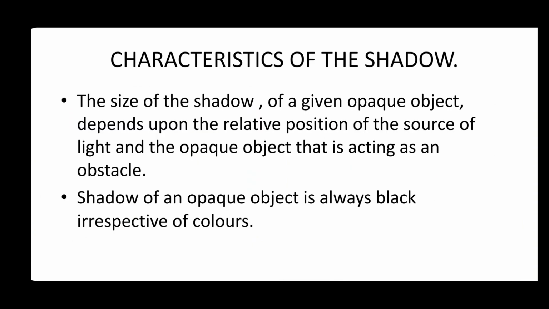Now, the characteristics of the shadow. The size of the shadow of a given opaque object depends upon the relative position of the source of the light and the opaque object that is acting as an obstacle. And the second is that the shadow of an opaque object is always black irrespective of the color. Whenever you put clothes for drying, if your bed sheet is of red color, the shadow formed on the ground will always be black irrespective of the color of the bed sheet.